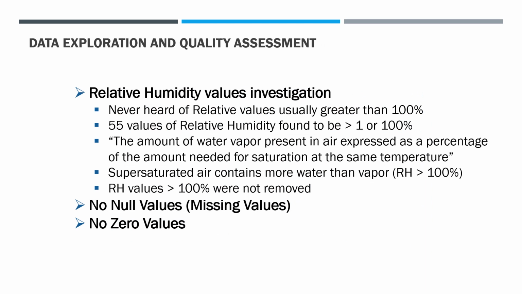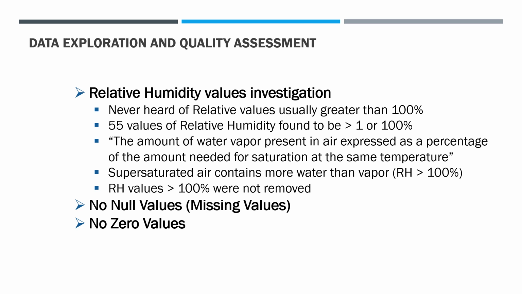Having curiosity about the data is very important for any data scientist. So the data was looked at for normal values, and relative humidity generally does not exceed 100%. Some values were found greater than 100%. It was actually 55 records that had relative humidity values more than 100%. So it was further investigated if those values were correct or not.